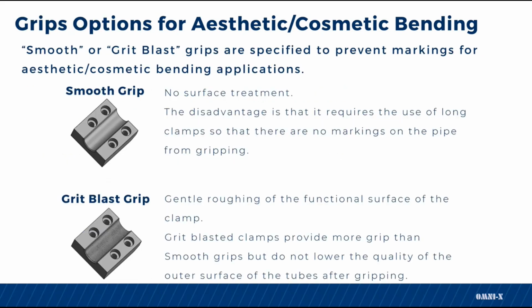The last tooling feature we will highlight are the grips. For cosmetic bending applications, smooth or grip blast grips are specified to prevent markings on the bent tubes. Smooth grip has no surface treatment. Smooth grips can minimize markings on the bent tubes, but require longer grip lengths. Grip blast grip is a gentle roughening of the functional surface of the clamp. Grip blast provides comparatively more grip than smooth clamps and does not lower the quality of the outer surface of the tubes after gripping.